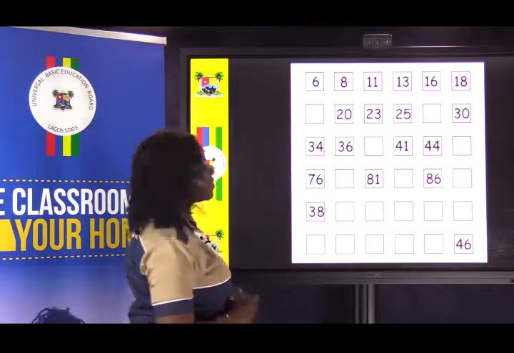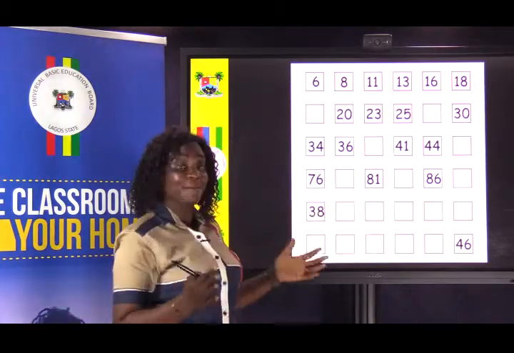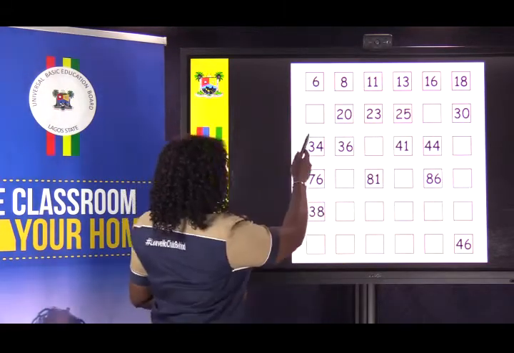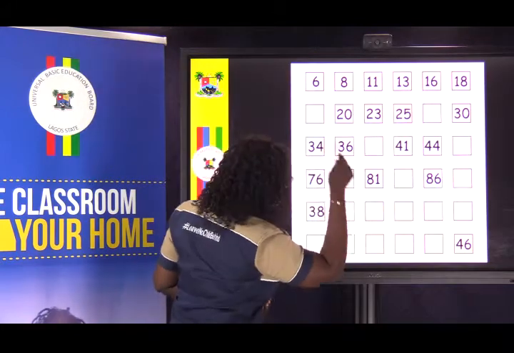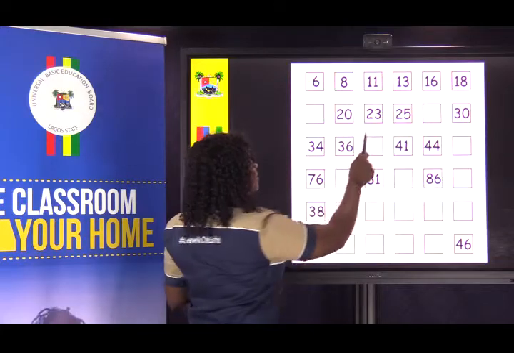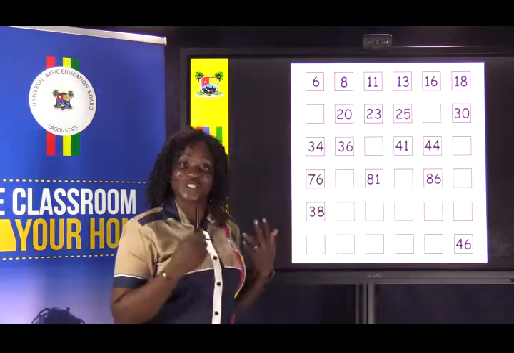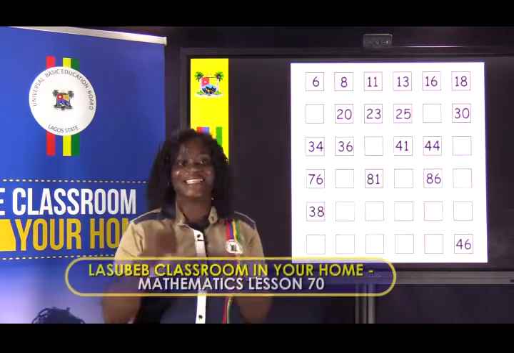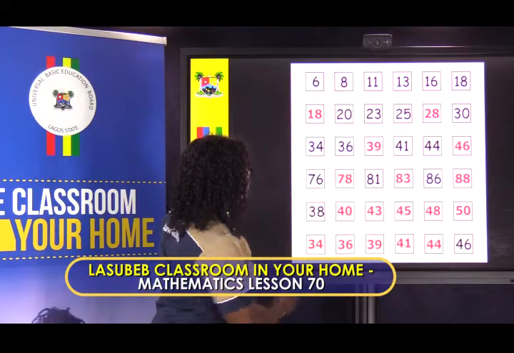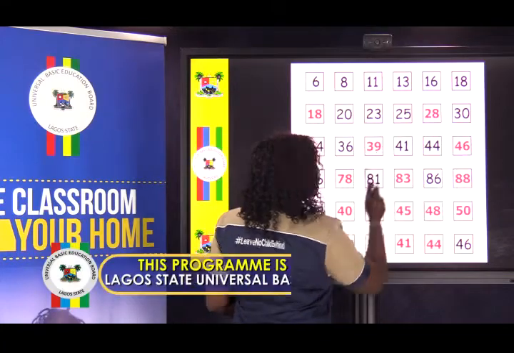So simple. Okay. So how do we get this box? Yes, it's simple. 20 minus 2 gives 18. 20 plus 2 plus 3 gives 23. 23 plus 2 gives 25. 25 plus 3 gives 28. And 28 plus 2 gives 30. Yes, let's see. Yes, 34 plus 2 gives 36. 36 plus 3 gives 39. 39 plus 2 gives 41.